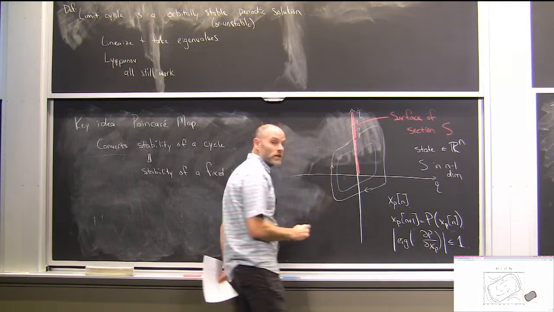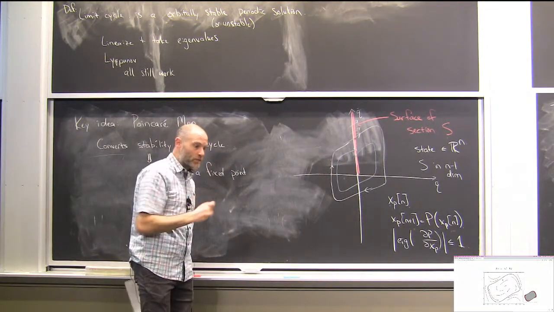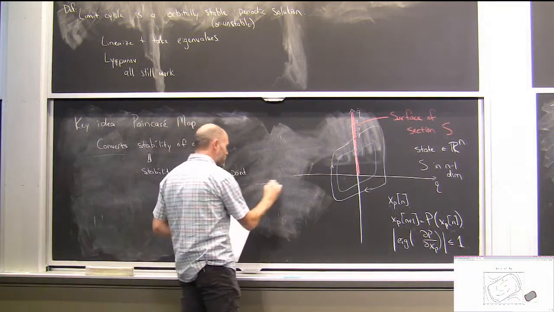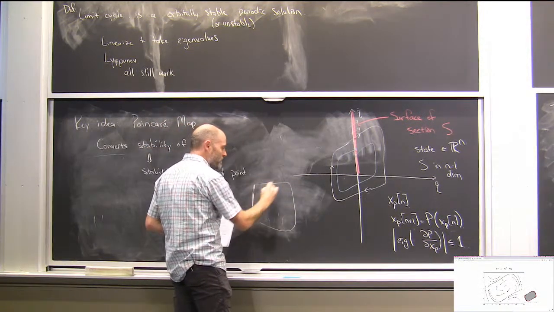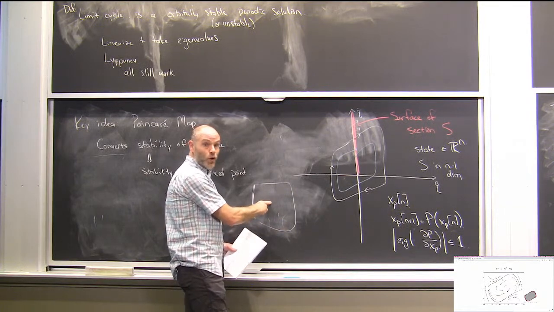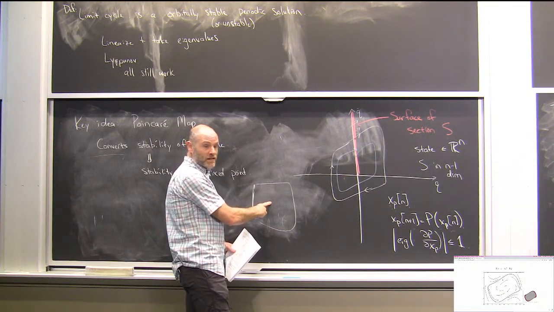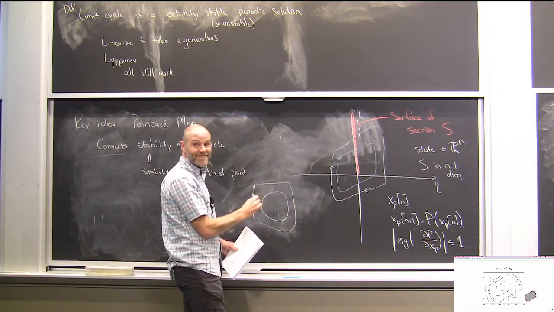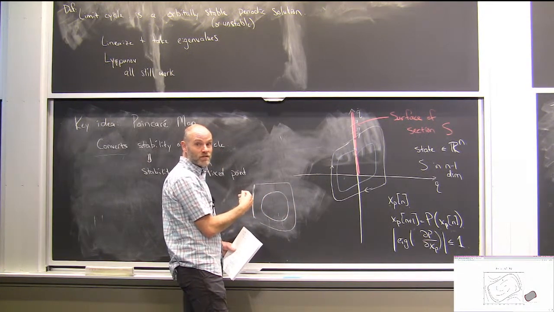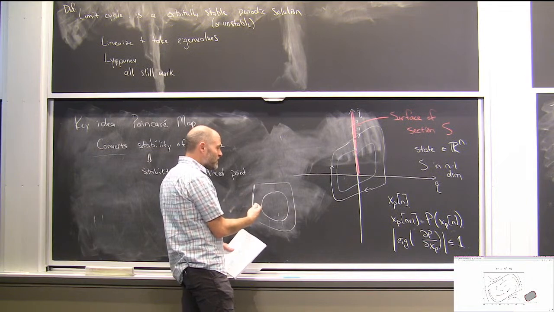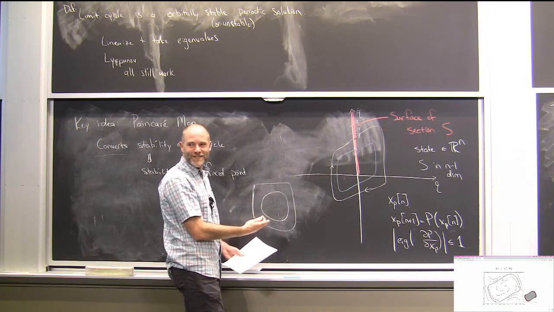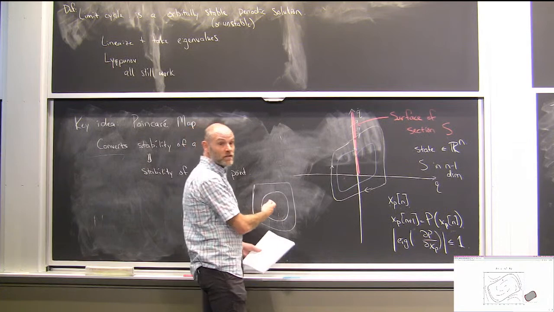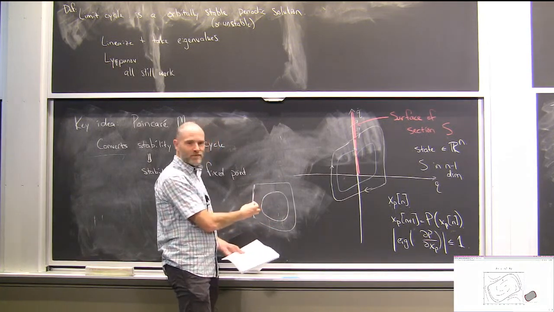If you're in an invariant set, if you know that you never leave this set, and you know that there are no fixed points in that set, then there must be a limit cycle somewhere in that set. There must be a periodic solution, because otherwise you couldn't stay in the set forever. That's the Poincaré-Bendixson theorem in a silly cartoon.